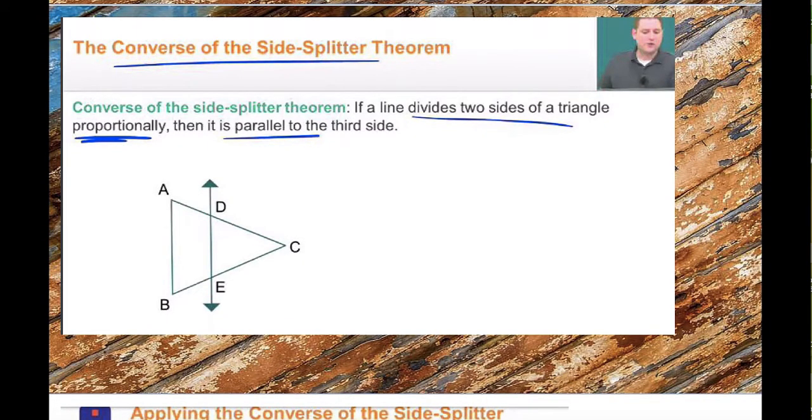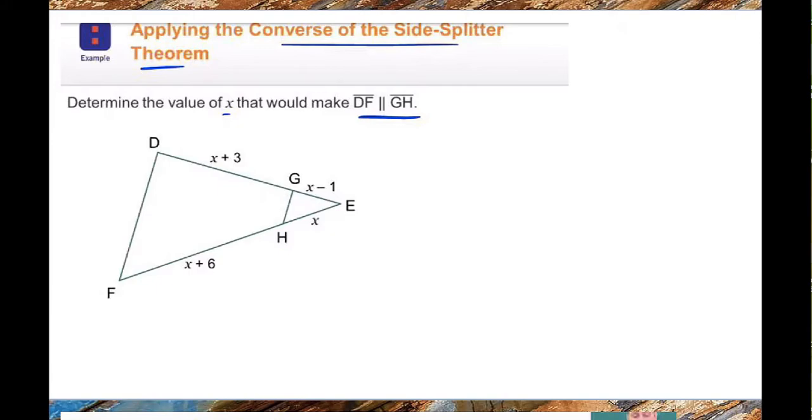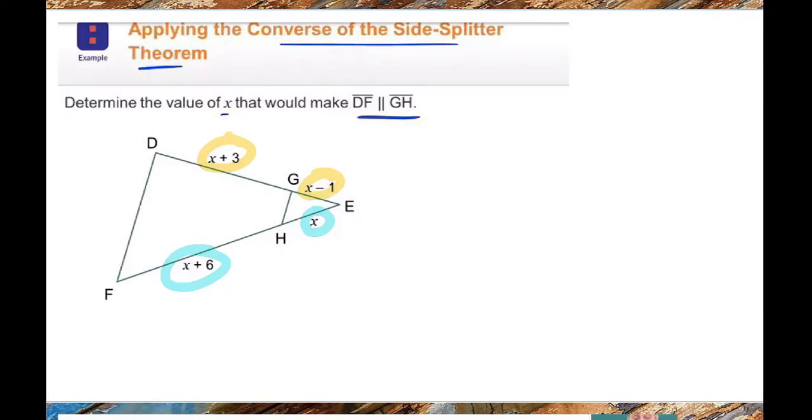The converse of the side splitter theorem also is true. If the line is dividing the sides proportionally, then it is parallel to the base. So if we are wanting to determine the value of X that would in fact make these lines be parallel, then we are going to create a proportion and solve with it. So I'm going to set up X minus 1 over X plus 3 equal to X over X plus 6. Oh darn. Let me go back to my Notability. There we go. So we would do X minus 1 over X plus 3 and X over X plus 6.